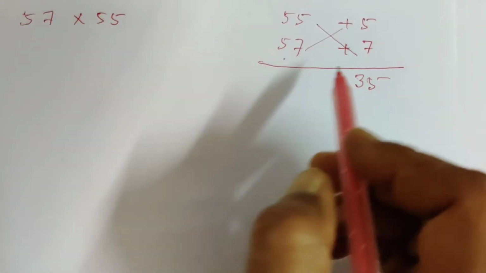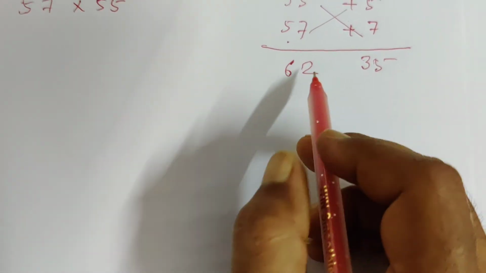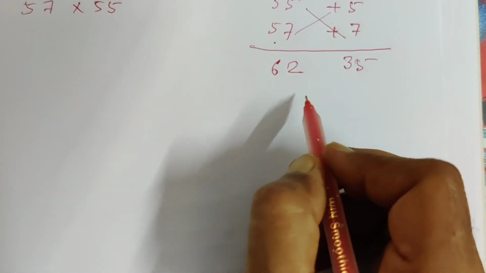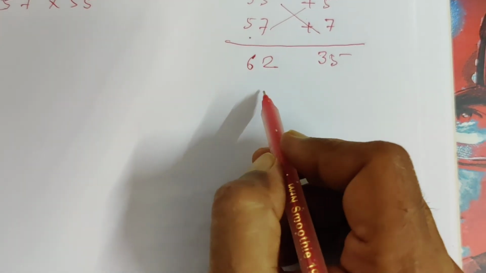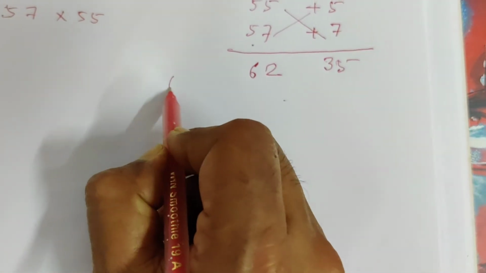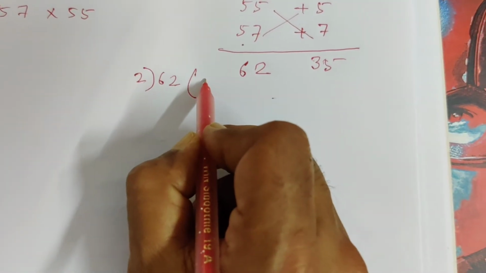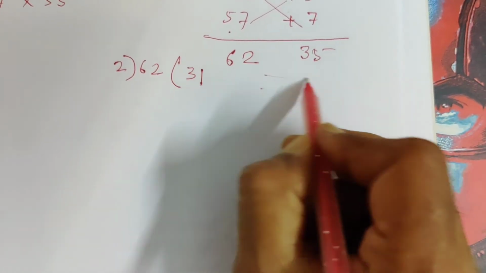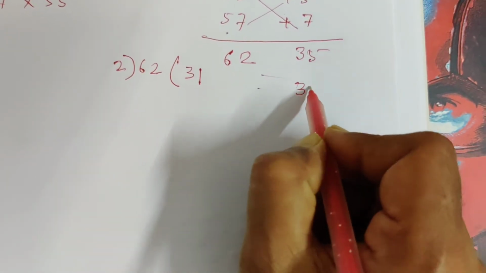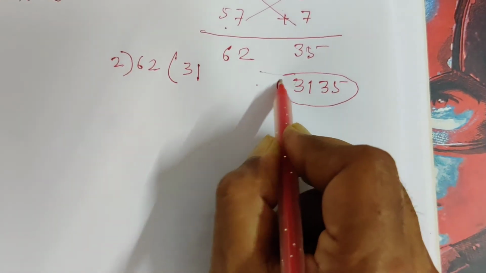So 57 plus 5 is equal to 62. Now here we have to do something else. In case of 80s we had done something else. Now here what we have to do? Divide 62 by 2. What does it come to? 31. So the number is not 6235, but it is 3135. This is the answer.